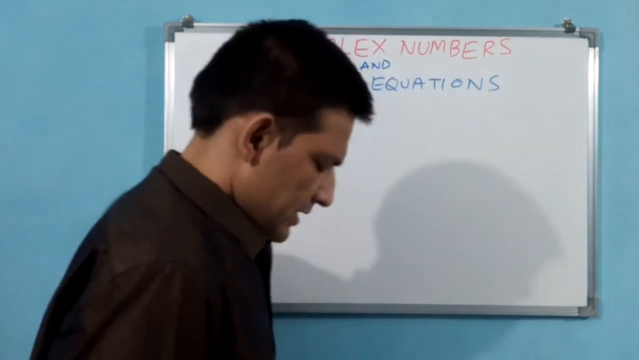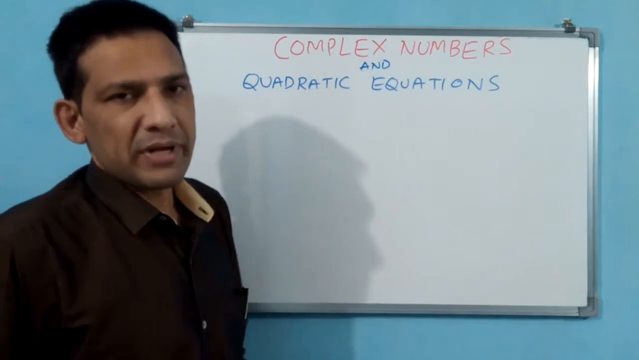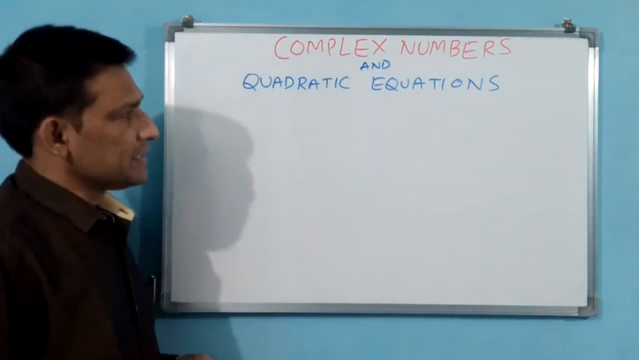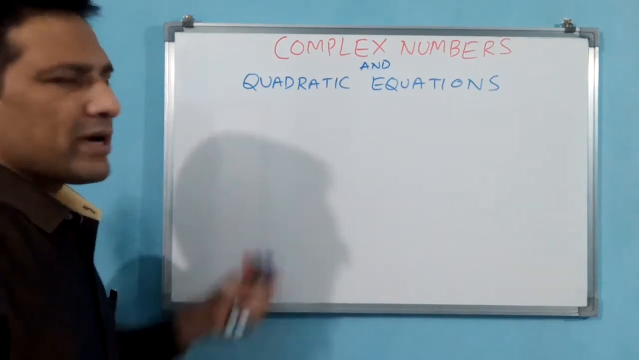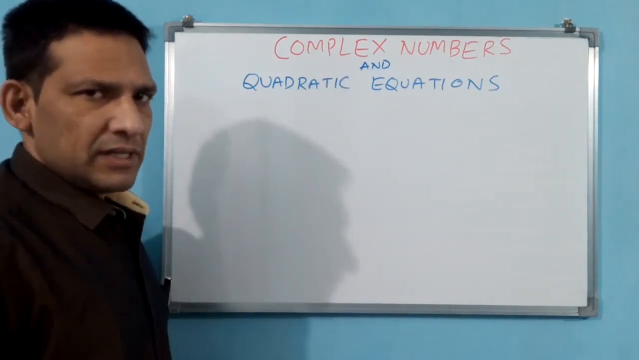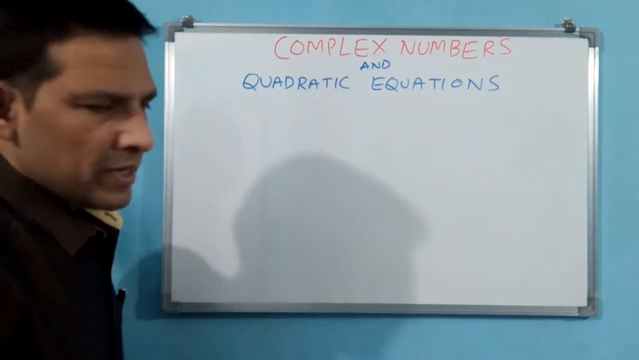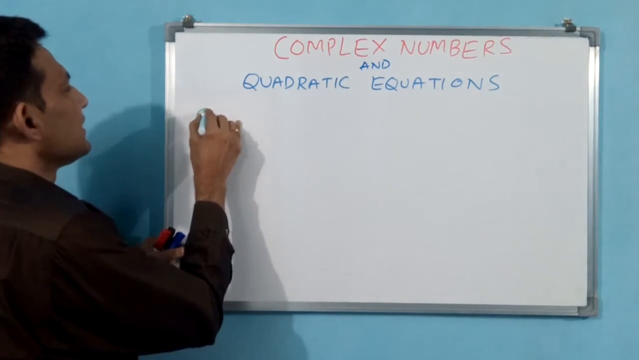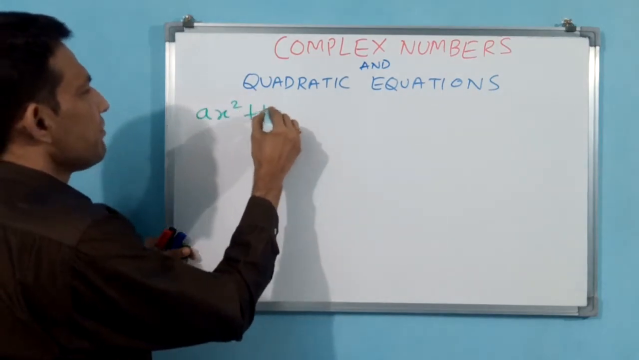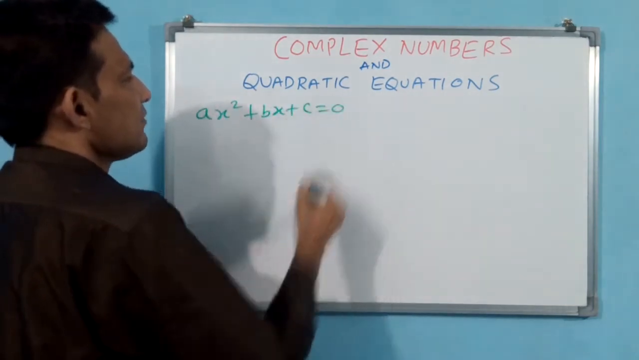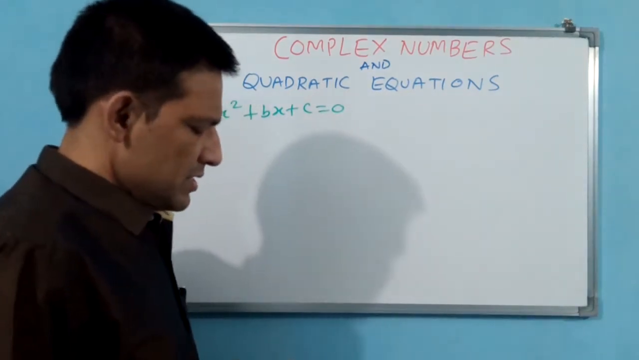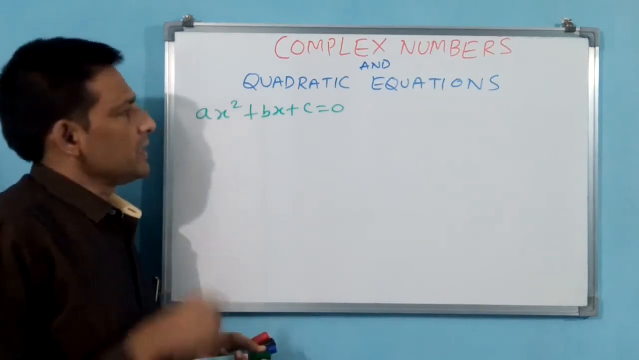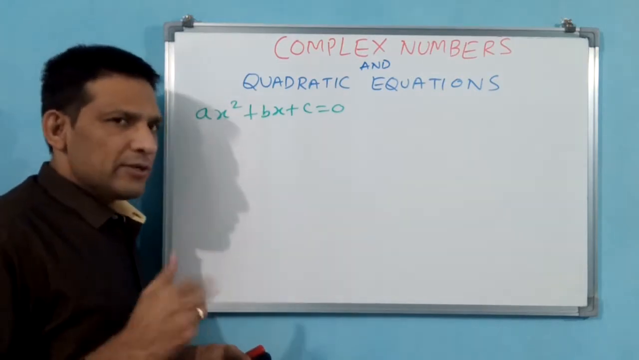Let us see what is the link between complex numbers and a quadratic equation. Let us first understand the quadratic equation, then from the quadratic equation we will go to complex numbers. I am writing the quadratic equation like this: ax square plus bx plus c is equal to 0. If you want to find the x value, two values will be there.